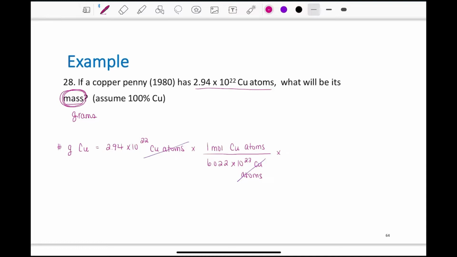Now I'm going to use the atomic mass of copper, 63.55 grams of copper for every 1 mole of copper. Calculate this in your calculator and you should get 3.10 grams of copper. So if a copper penny contained 2.94 times 10 to the 22nd copper atoms, it would weigh about 3.1 grams. 3.10 to be more accurate.